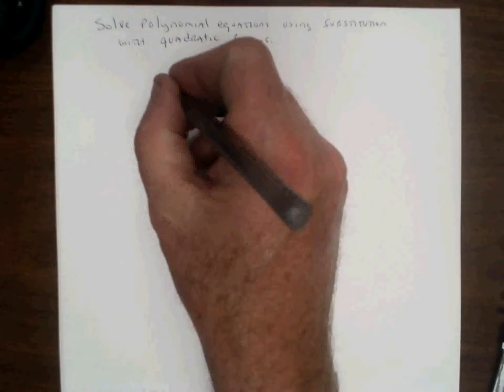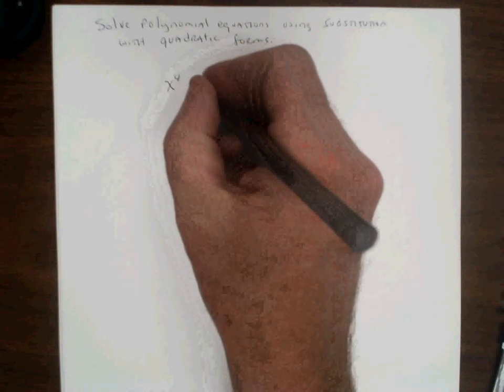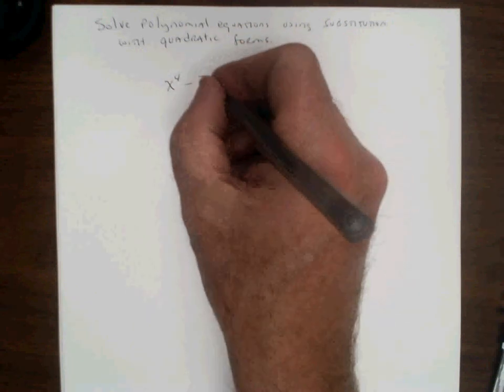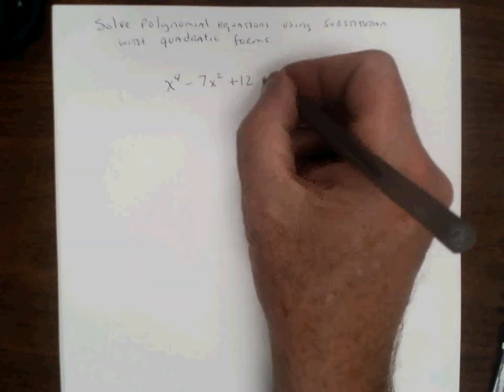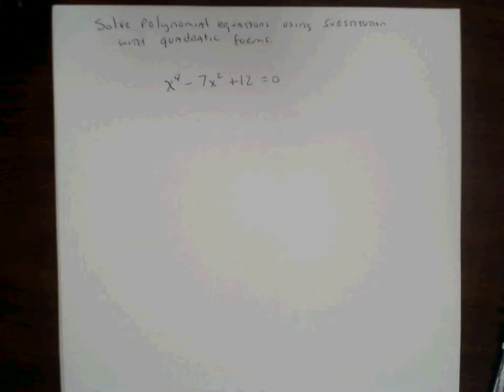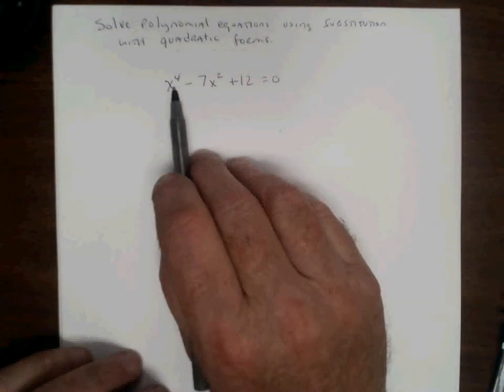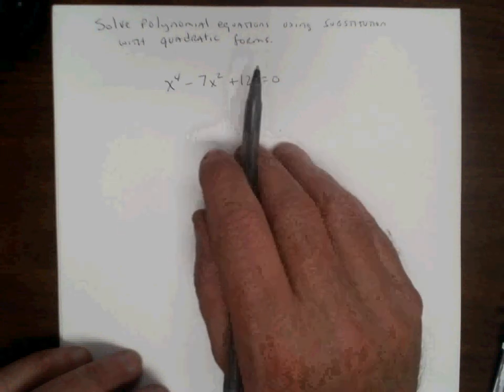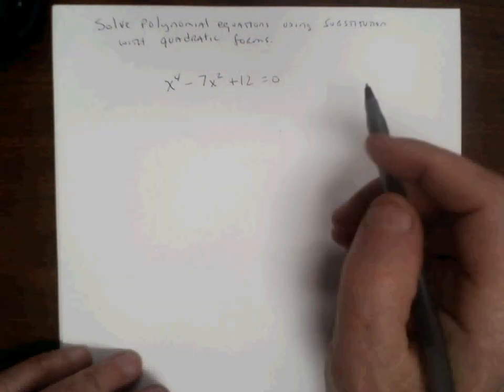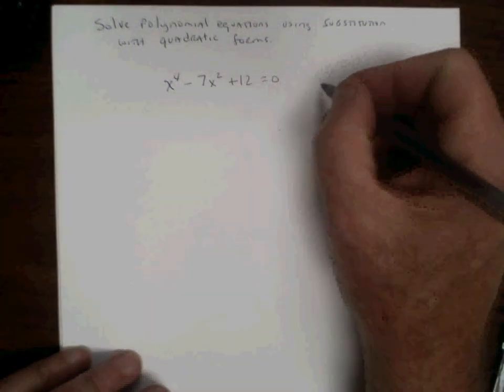You're going to see problems that look like x to the fourth minus 7x squared plus 12 equals 0. A quadratic equation has a degree 2. This one obviously has degree 4, so it's not quadratic. But because we have a fourth degree term and a second degree term and a constant, we can easily turn this into a quadratic using a simple substitution.